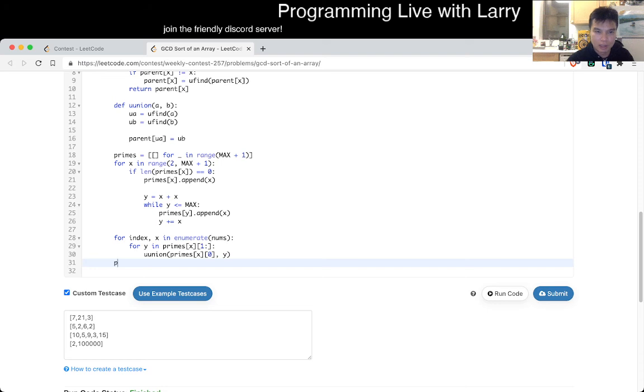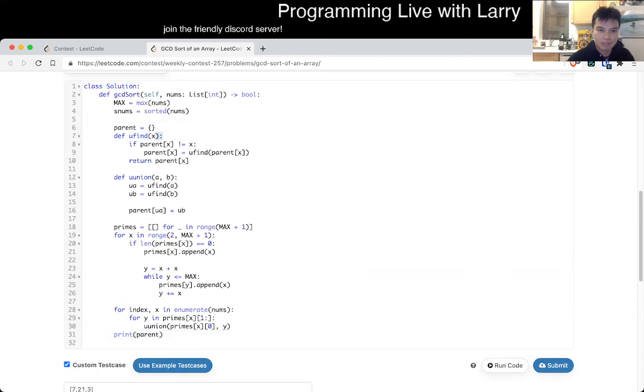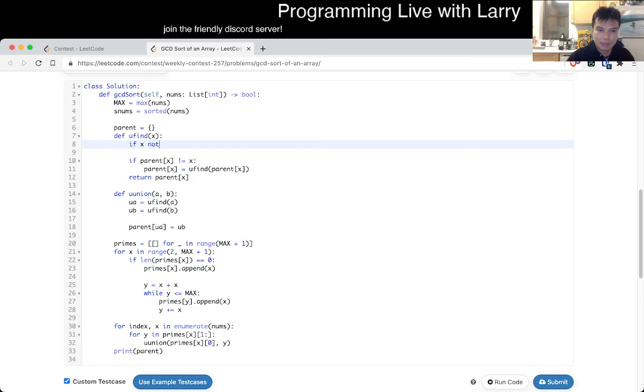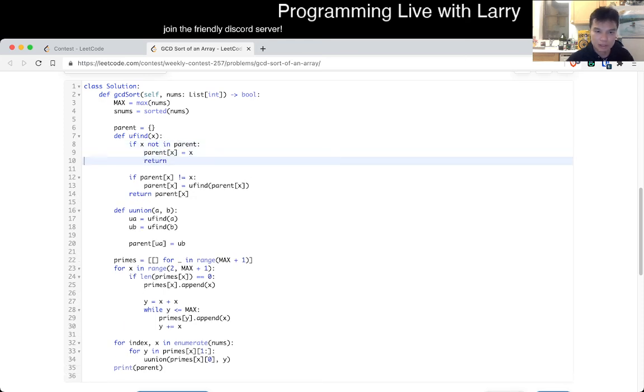So then let's look at parents. Oh, I forgot to set this to, how do I want to write this? Okay, if x is not in parent, then parent of x is equal to x, and then we return. Okay, maybe that's good enough actually.